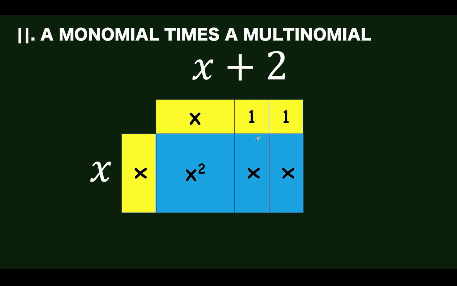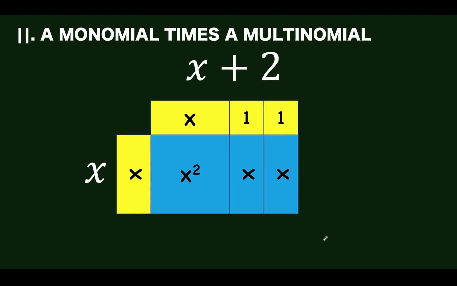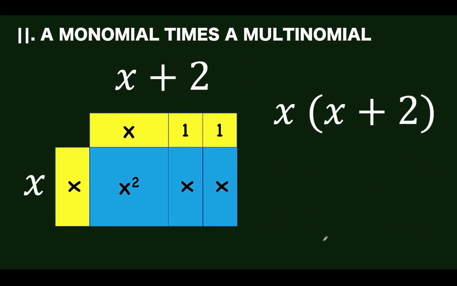You have here a length of x and a width of 1. So 1 times x is x, similar here. Now, we say that the product of x times x plus 2 is x squared plus 2x, because there are 2 x's here combined.